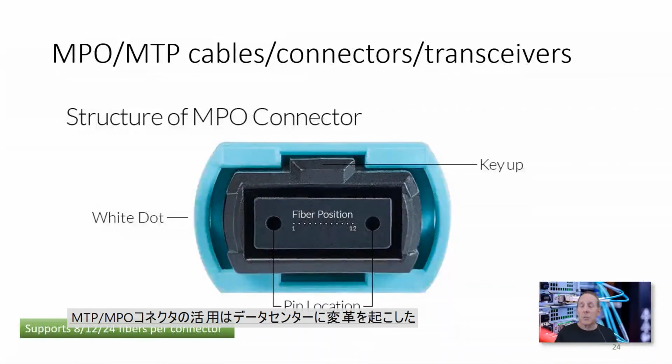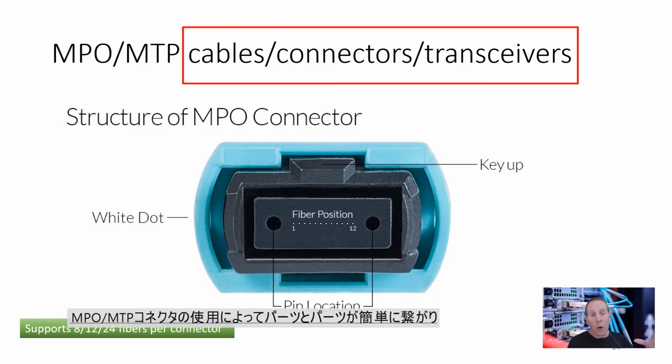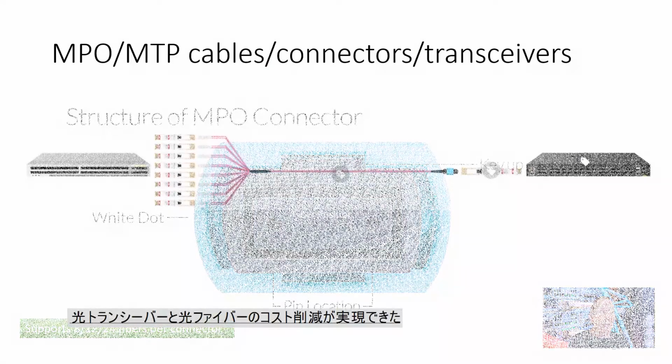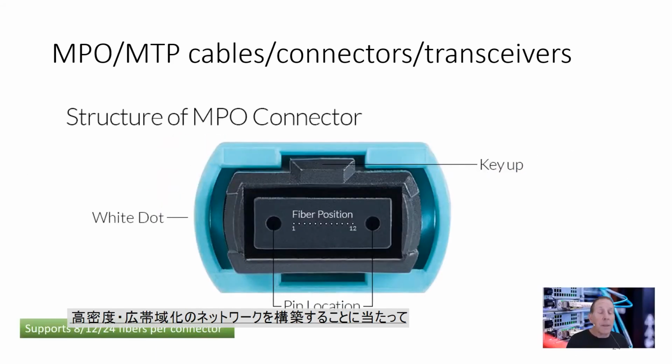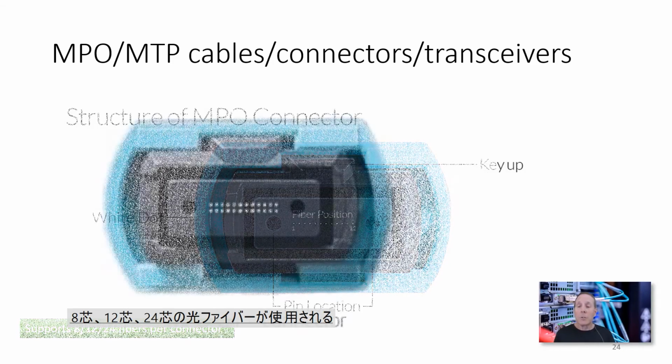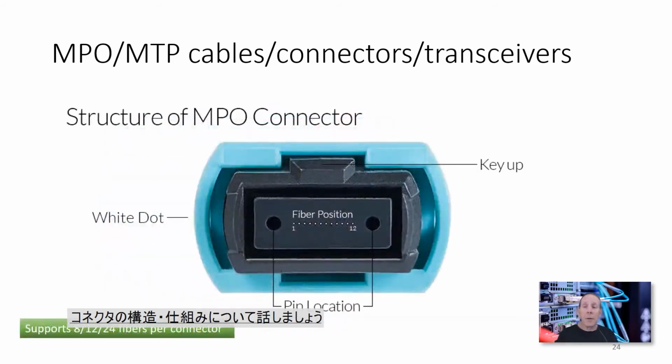This is the technology that has revolutionized data centers, and it's the MPO MTP connector cable transceiver revolution. So when we talk about MPO MTP, we're talking about cables, connectors, and transceivers. With all those components combined, it gives the engineer and network designer the ability to reduce transceivers, connectors, and fiber optic cables, and yet improve the density of Ethernet traffic and improve bandwidth. It can support 8 fibers, 12 fibers, and 24 fibers. You can see some of the interesting details about the connector.